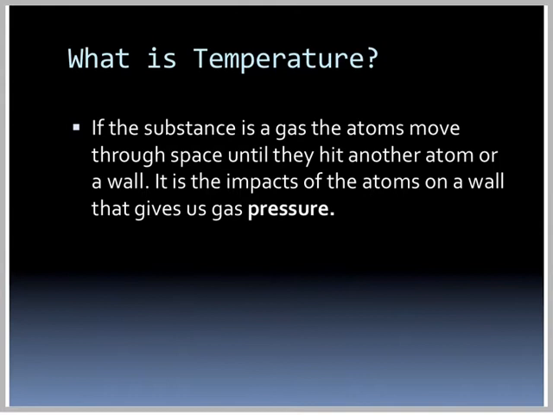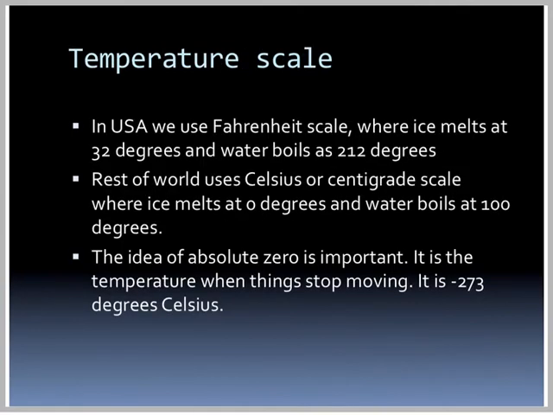So if this substance is a gas, the atoms move through space until they hit another atom or a wall. And it's the impact of the atoms on the wall that gives us something called pressure. Now in the USA, we use the Fahrenheit temperature scale, where ice melts at 32 degrees and water boils at 212 degrees. The rest of the world uses Celsius, or the centigrade scale, where ice melts at 0 and water boils at 100.